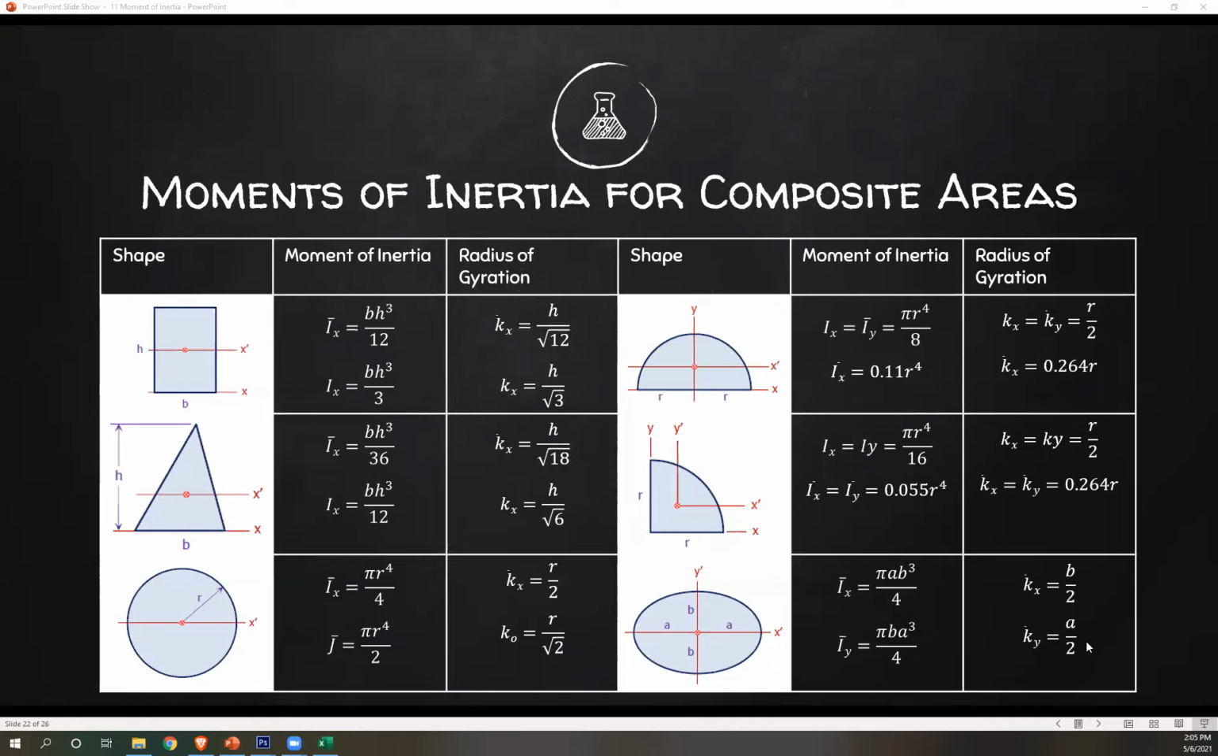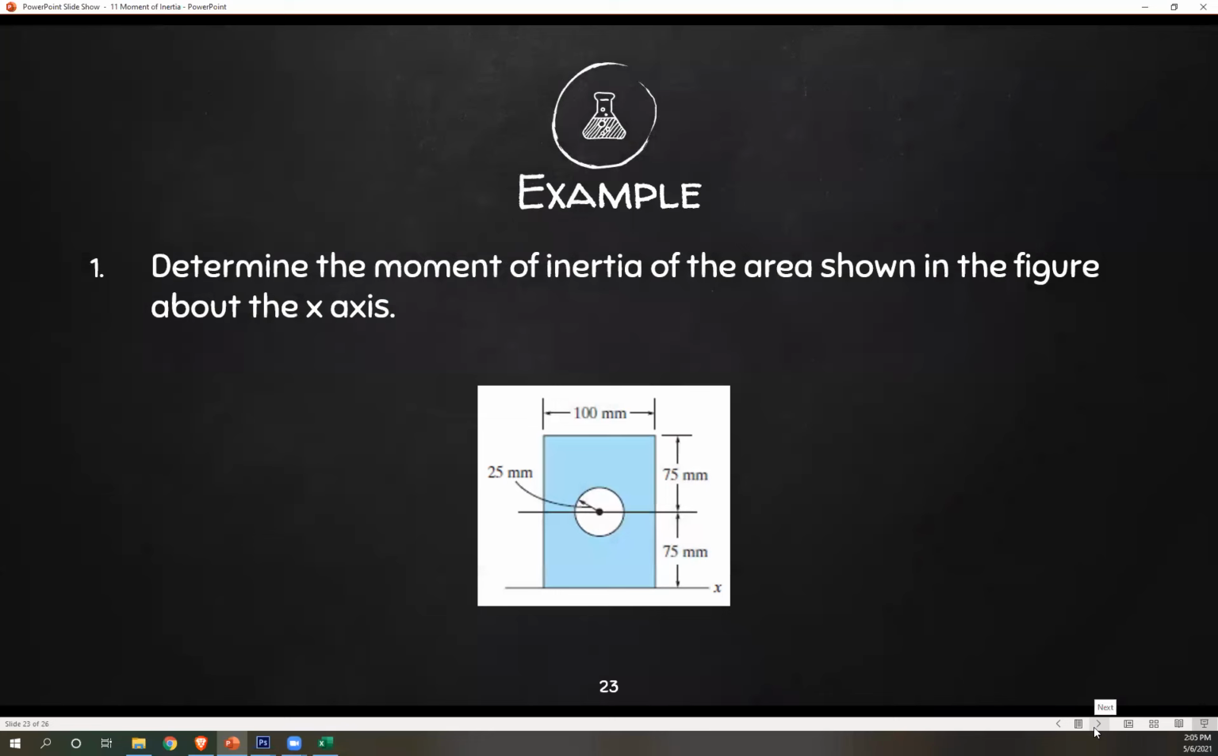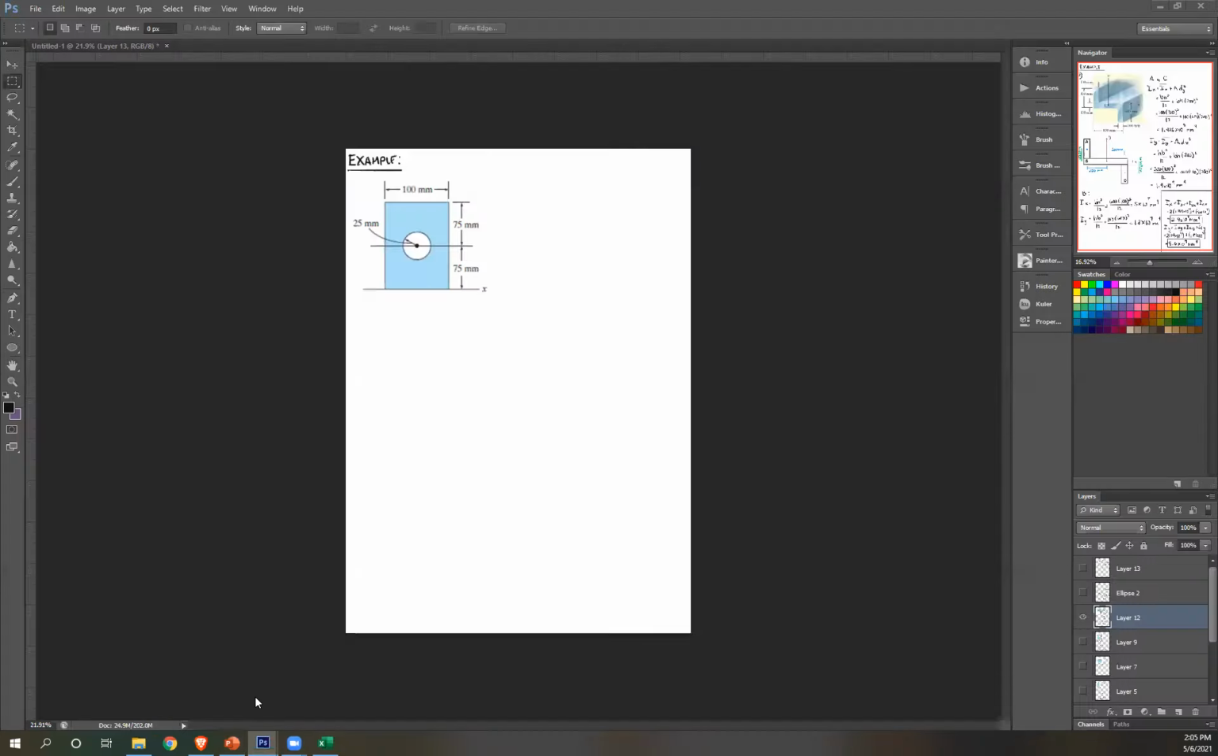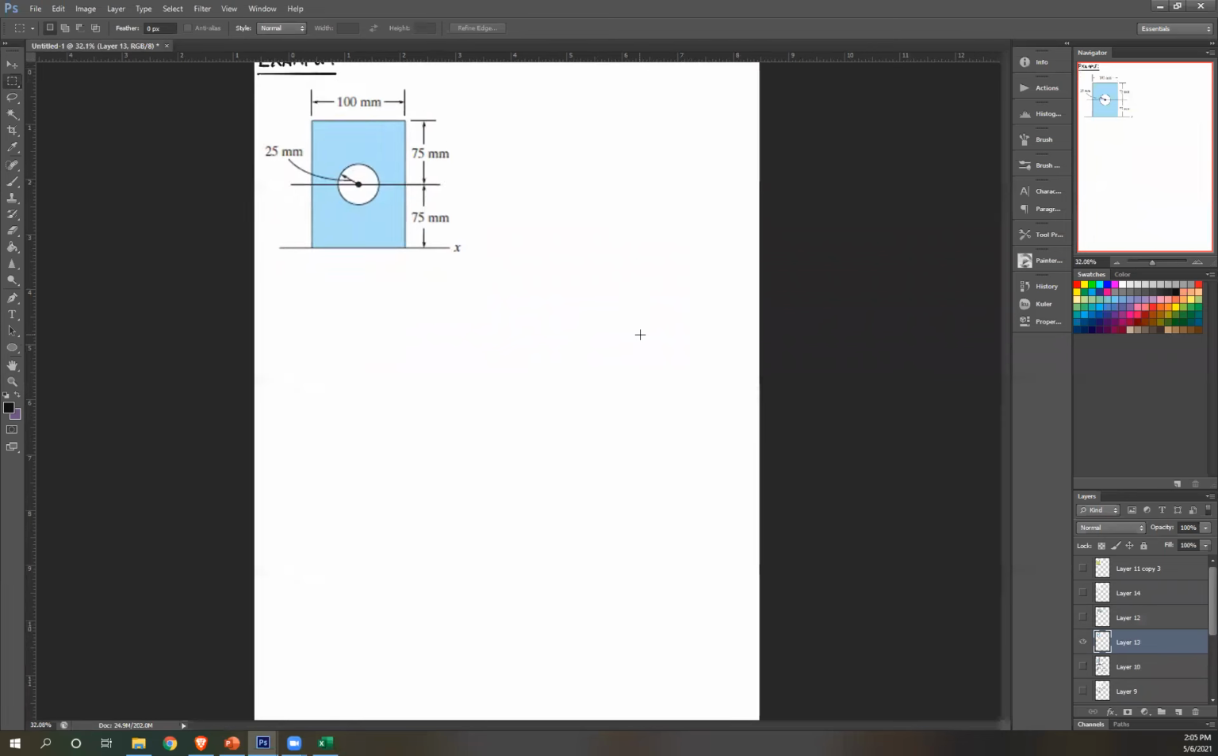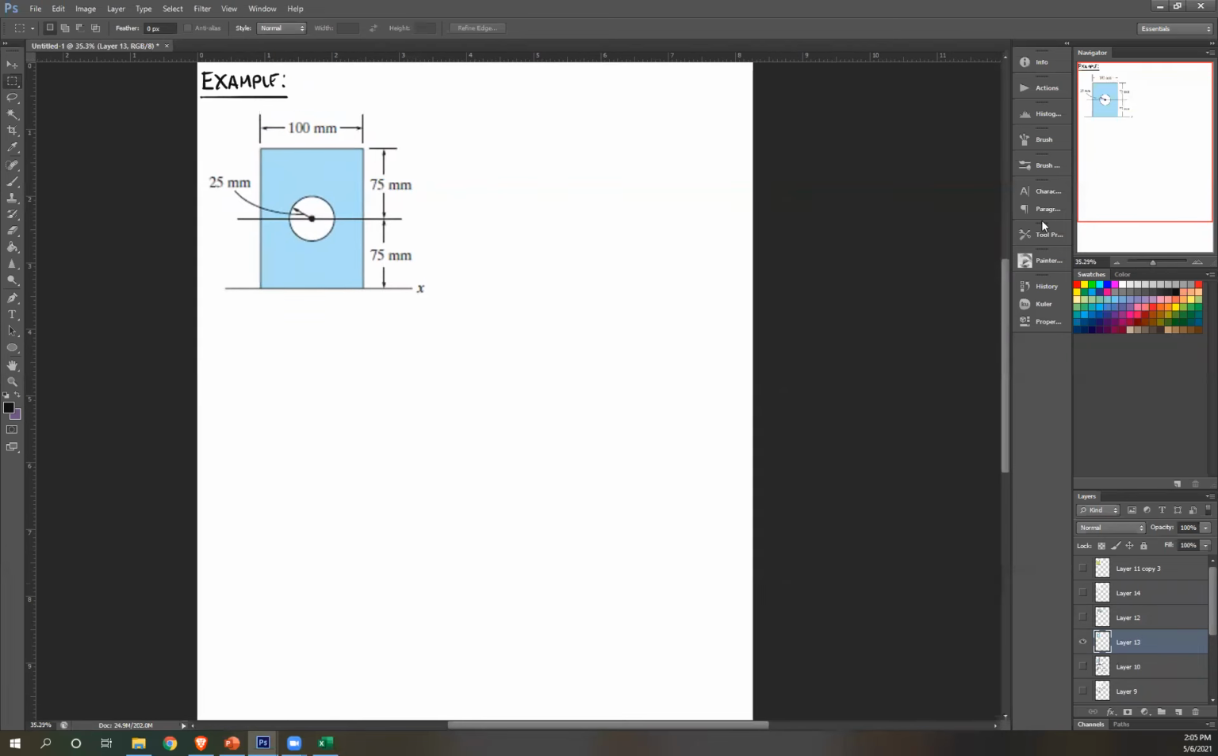Okay? So for us to understand this better, let's have a few examples. Let's start with number 1. Again, ready your calculator. You're going to take recitation. Determine the moment of inertia of the area shown in the figure about the x-axis. So here, we have a rectangle, and then we have an empty space in the form of a circle. So let's solve for that.